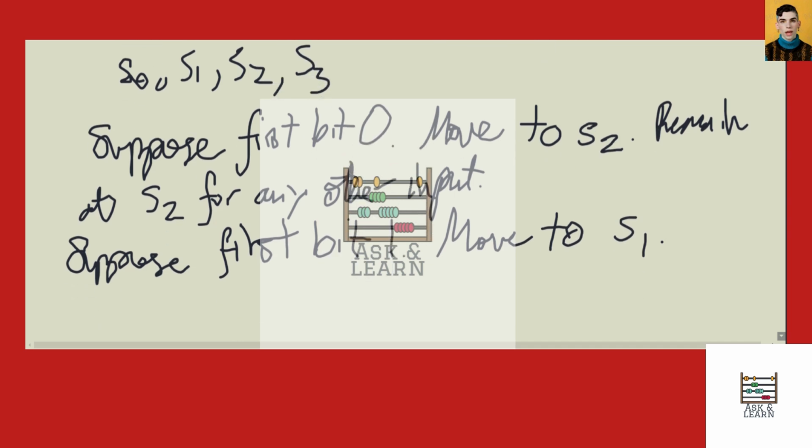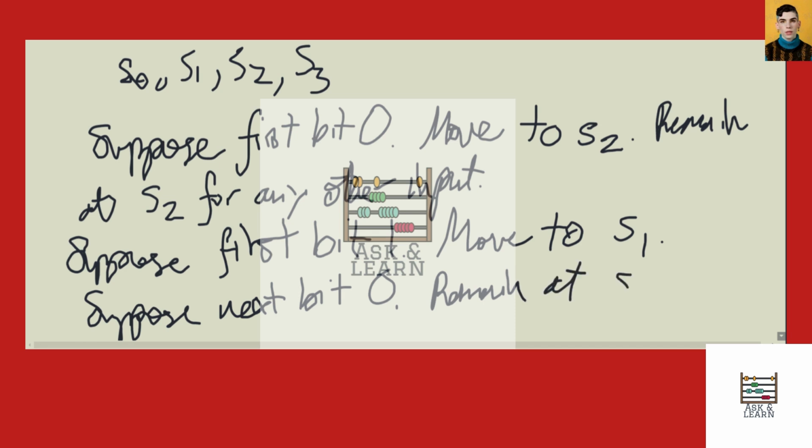And once we're at S1, we see that if we add any sequence of zeros, the string should be recognized, and so we'll want to draw a loop for the input 0. So suppose that the next bit is a 0, then we'll want to remain at the final state S1.